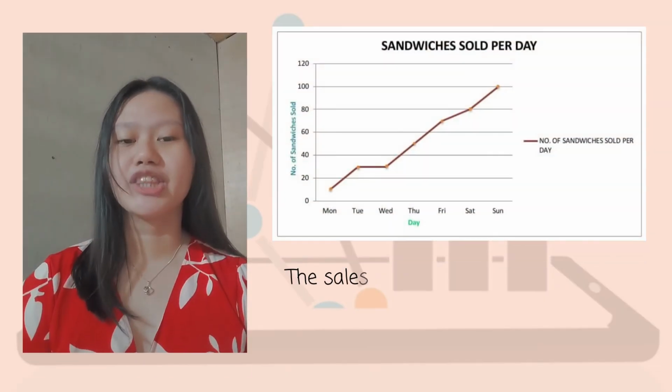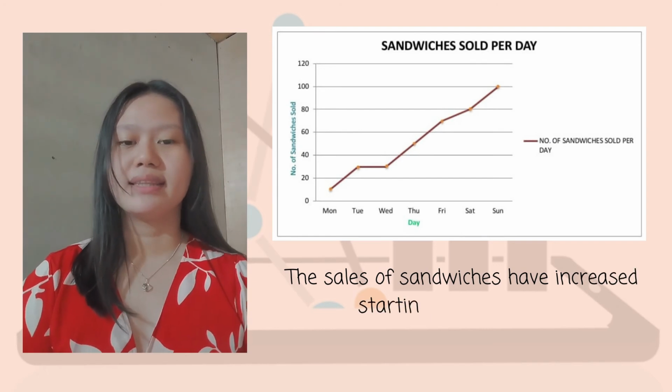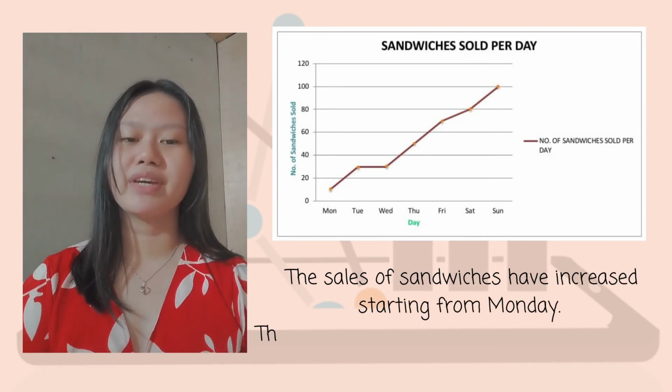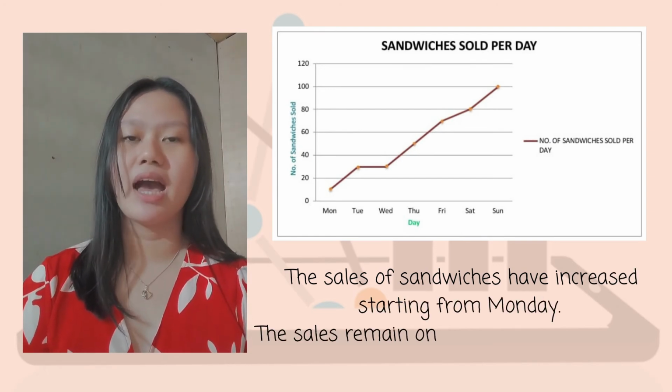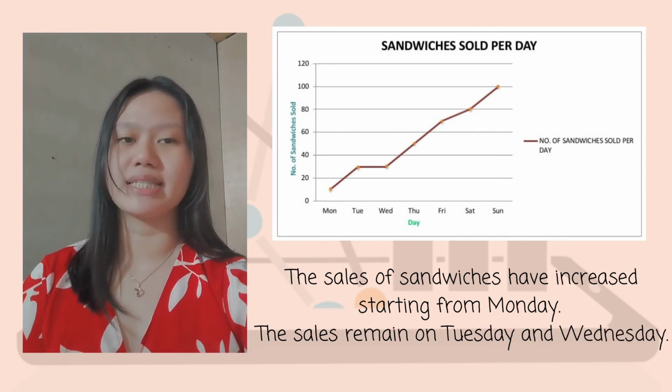The graph interprets that it has an increasing slope. Therefore, the sales of sandwiches have been increasing starting from Monday. Apart from that, the sales remain the same on Tuesday and Wednesday.